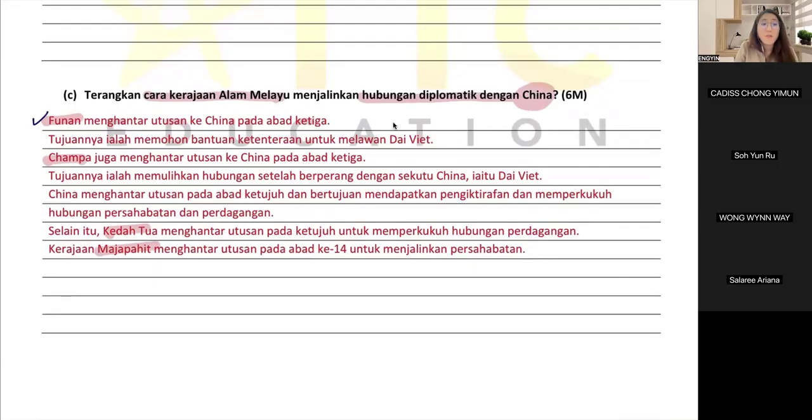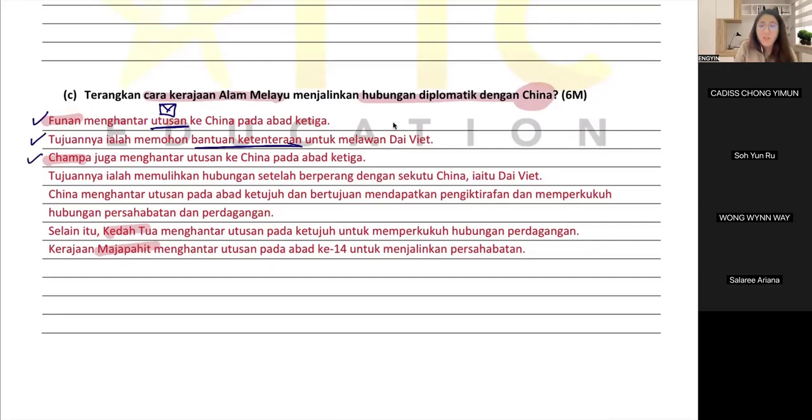Funan and Champa is the older generation, ma. So they make friends with China, and you can see very serious one. They send a messenger, okay, to pass the message, telling China, Funan wanted to do business, wanted to have the relationship with you. And then they even bring up the reason why, like, we want to have a relationship with you because we need your bantuan ketenteraan.